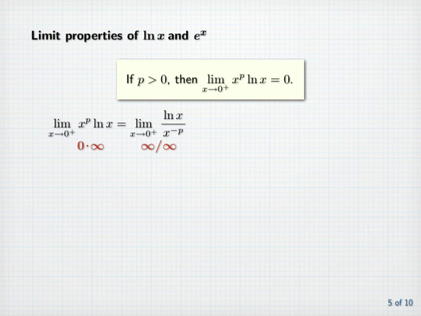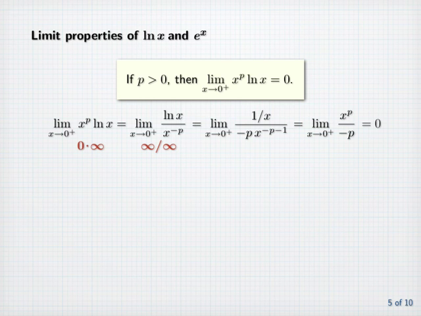Now let's apply L'Hopital's rule. We take the derivative of the numerator, getting 1 over x, and the derivative of the denominator, getting minus p times x to the minus p minus 1. Now the overall power of x here is negative 1 minus the quantity minus p minus 1, so that's minus 1 plus p plus 1, or p. So this quotient equals x to the pth power divided by minus p. And now clearly as x approaches 0, this approaches 0.